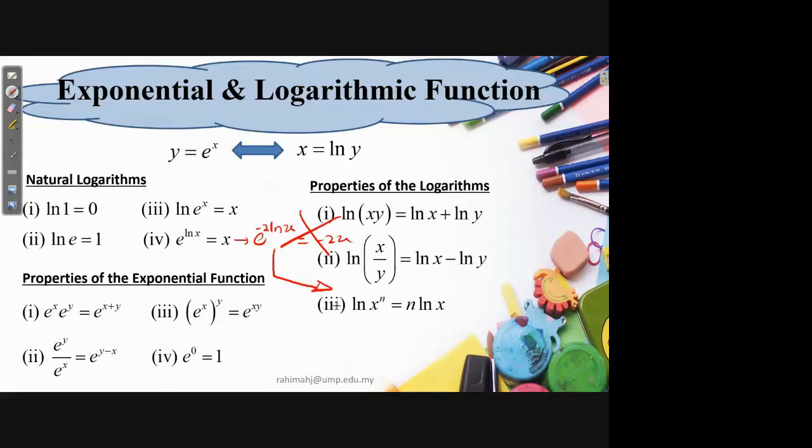Let's rewrite exponent negative 2 ln x as exponent ln x to the power negative 2. Then here we simplify because we have exponent and ln. Then this is equal to x to the power negative 2. So this is not equal to negative 2x. This is actually equal to x to the power negative 2, or 1 over x squared.